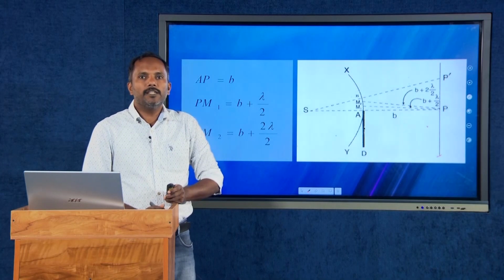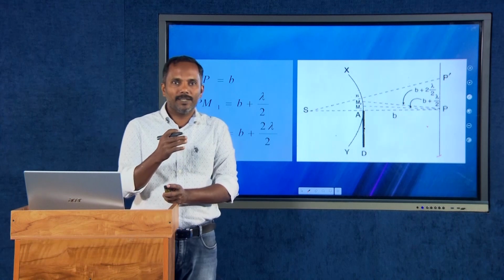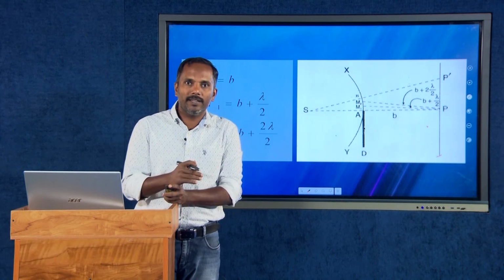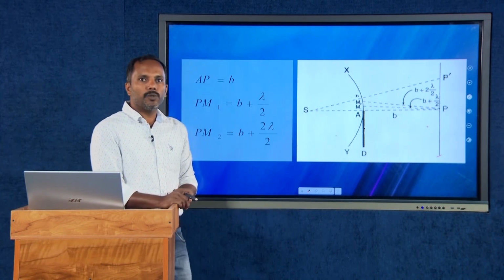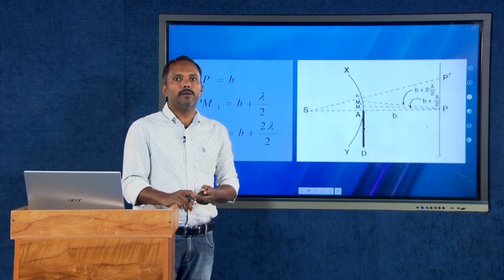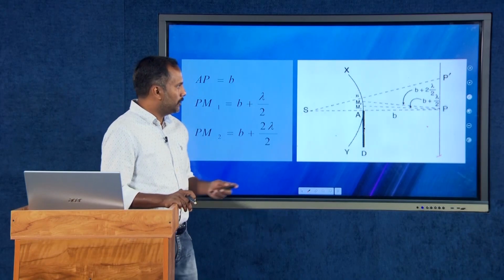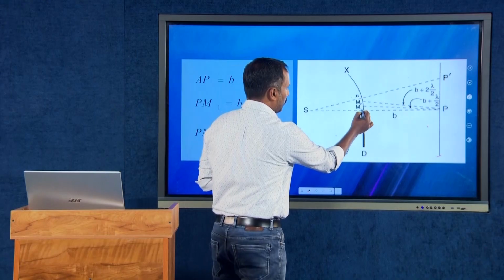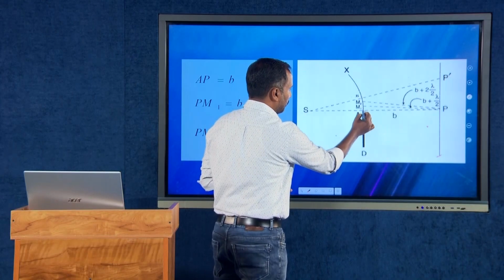Now the sharp edge is placed in the path of light in such a way that the line joining the slit to the screen at point P meets at this edge. Here this line is meeting.